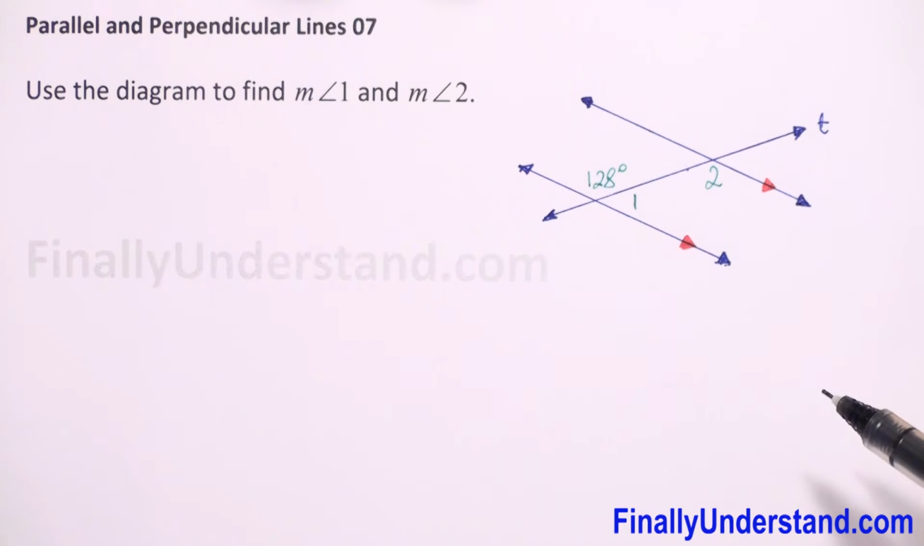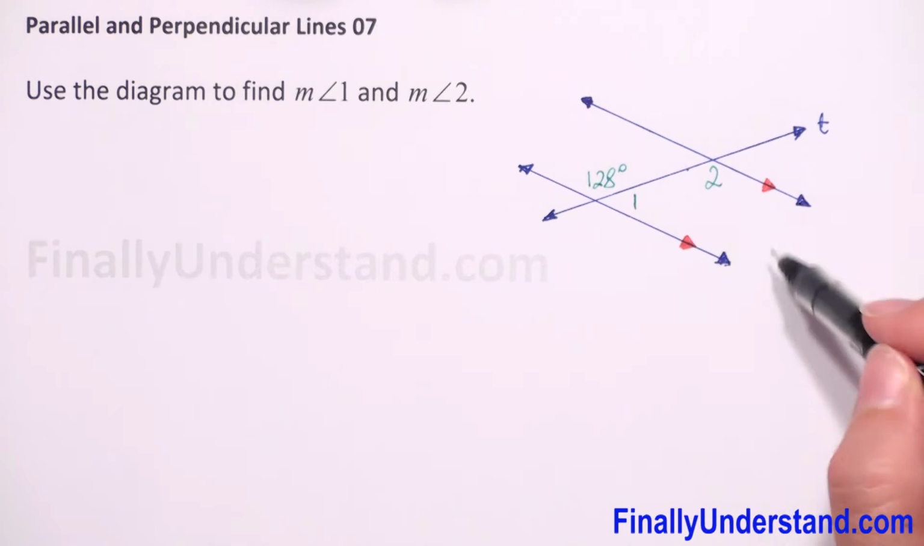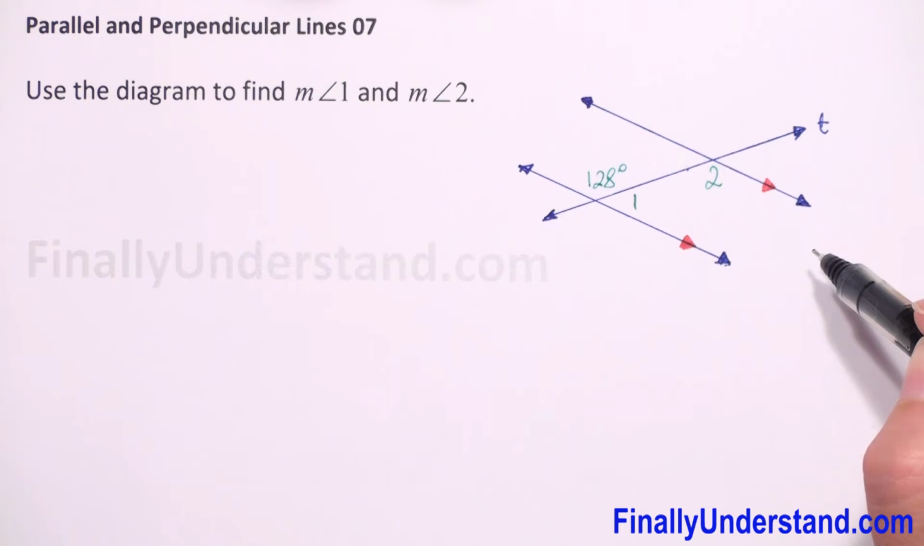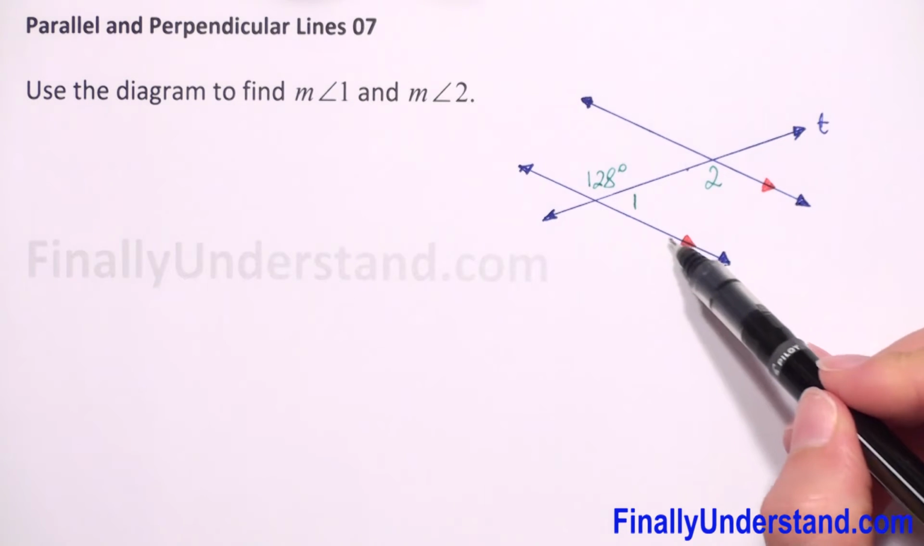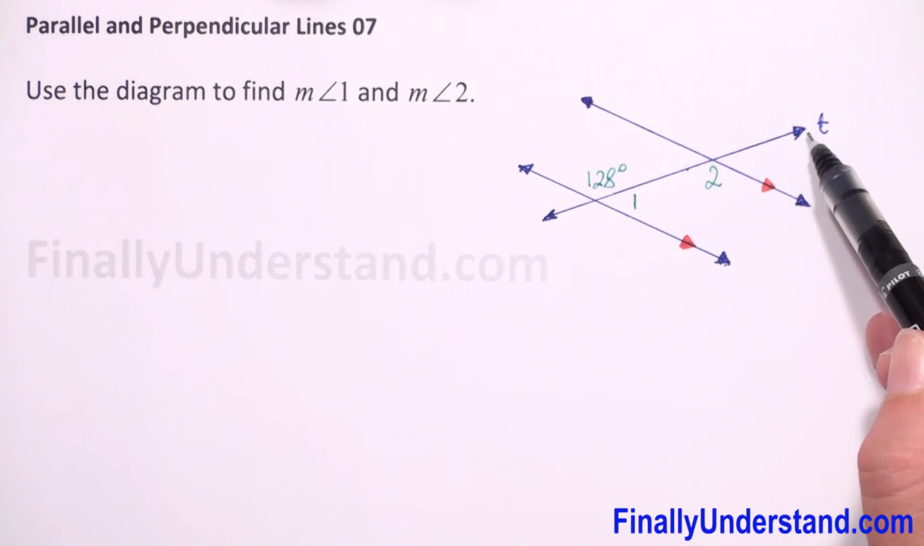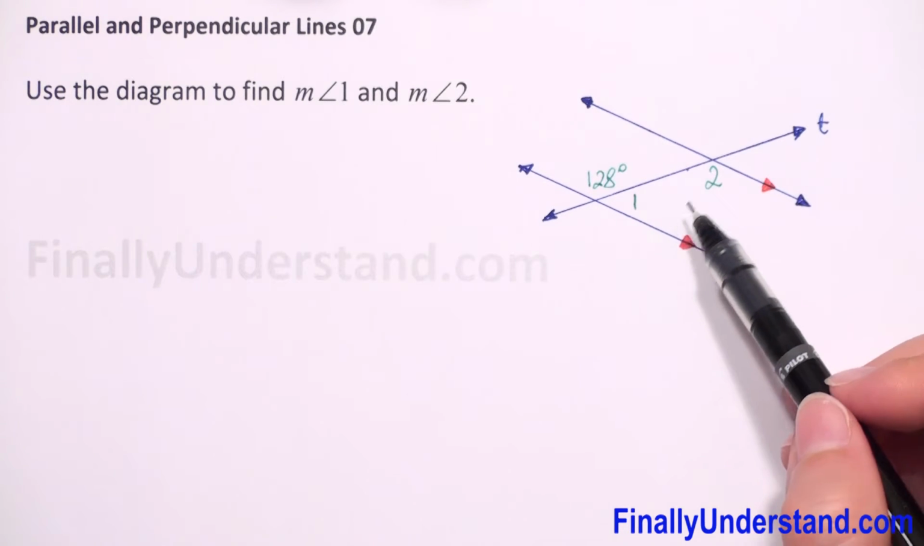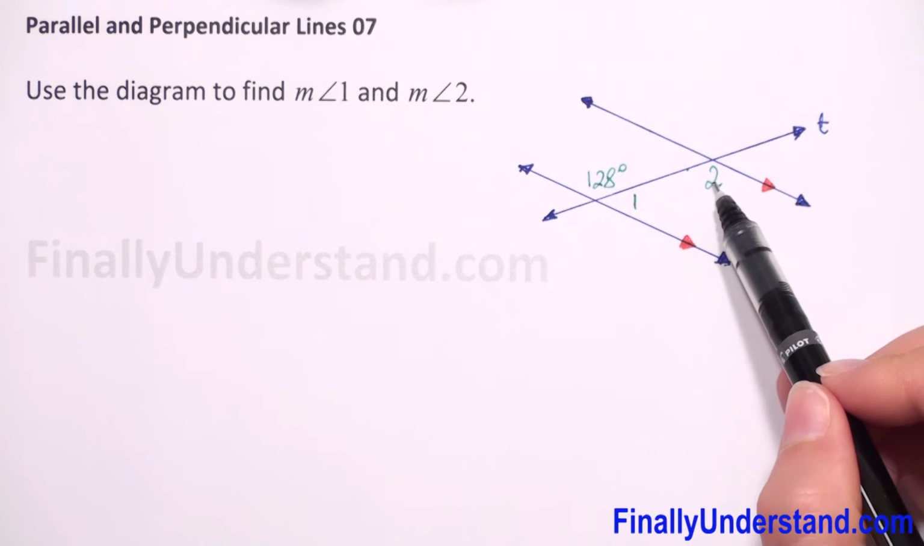So we can use the alternate interior angles theorem. When we have two parallel lines cut by a transversal, then the pairs of alternate interior angles are congruent. Let me remind you that alternate interior angles are angles which are between these two lines which are cut by the transversal and on the opposite sides of our transversal.